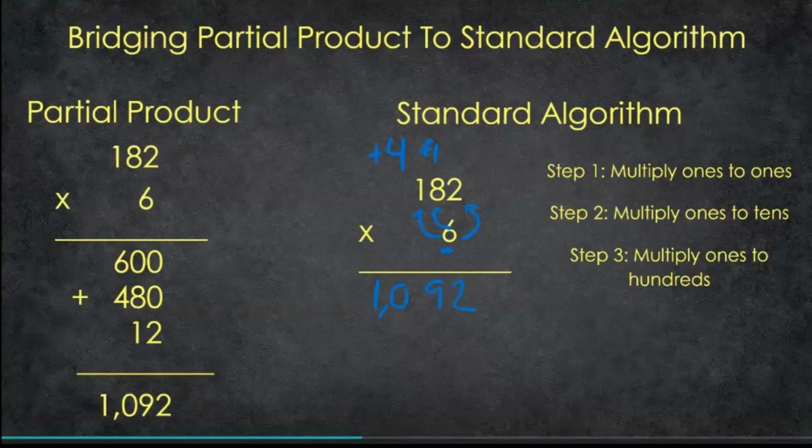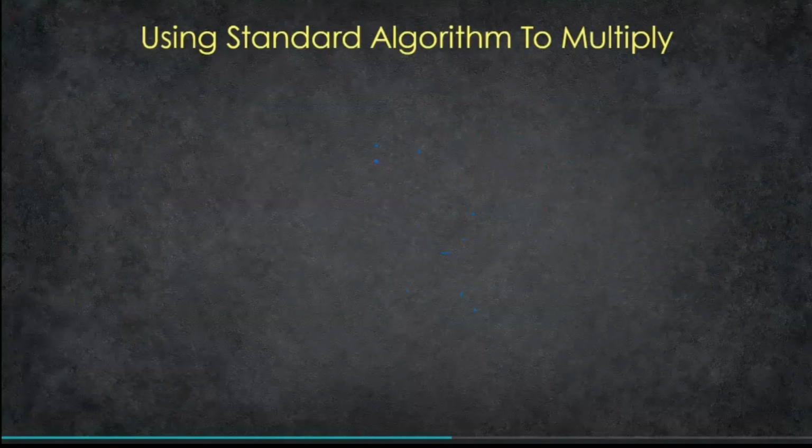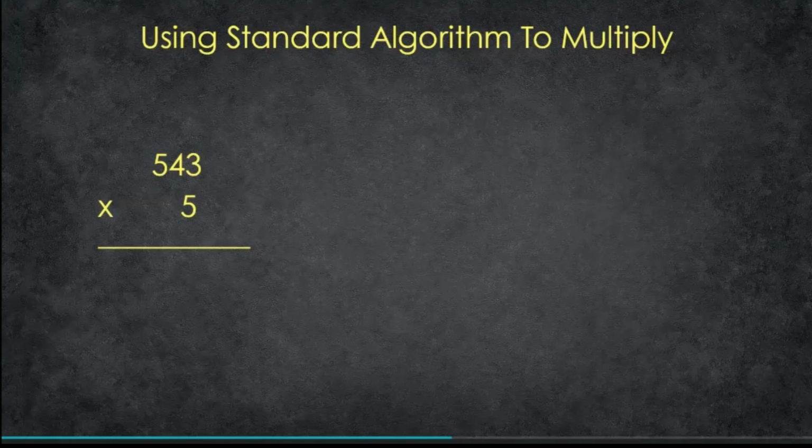All right, let's take a look at 2 more problems together, and then I'll have you guys do some practice on your own. So our first one, 543 times 5. So just remember, ones to ones. 5 times 3, which is 15. We're going to regroup.